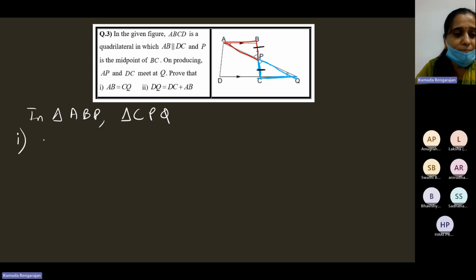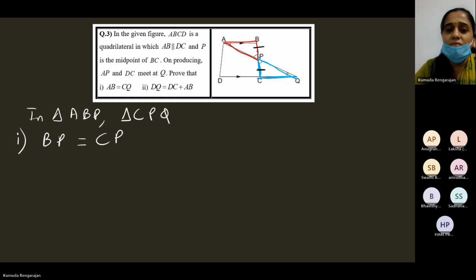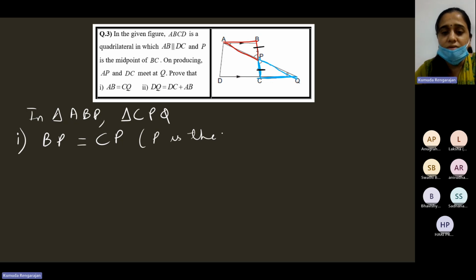So BP is the side of the red triangle and CP is the side of the blue triangle. You can see red sides of one triangle, blue sides of the other triangle. So BP of the red triangle is equal to CP of the blue triangle. Correct? BP is equal to CP. Why? Because P is the midpoint of BC. You should write the reason. That's a reason.